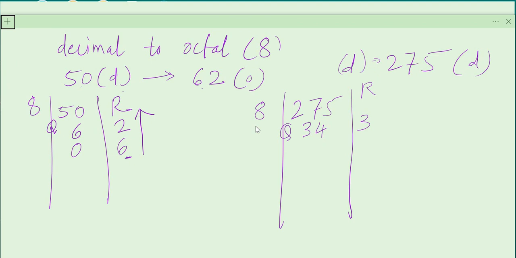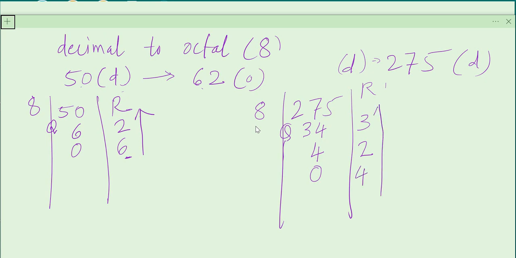Now 34 divided by 8. Go on dividing until the quotient is 0. Every time write the quotient in this column and the remainder in this column. So 34 divided by 8: 8 4s are 32, so 4 here, 32, 33, 34, and 2 will be the remainder. Now 4 divided by 8: 0 will be the quotient and 4 will be the remainder.